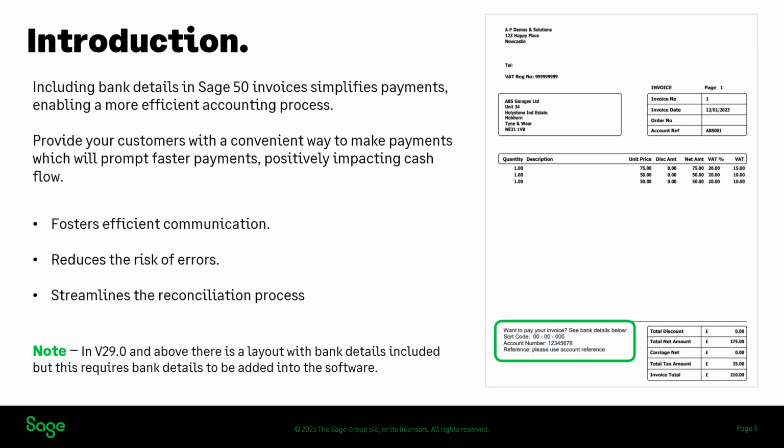So I'm going to talk a little bit about what the benefits are to adding your bank details to your documents. So it might be invoices or your statements. Including bank details in Sage 50 invoices simplifies financial transactions and contributes to a smoother, more efficient accounting process. It provides clients with a clear, convenient way to make payments, and it will prompt faster payments, which will positively impact your cash flow.